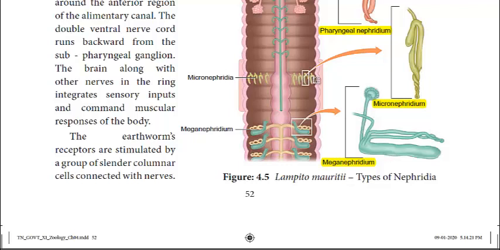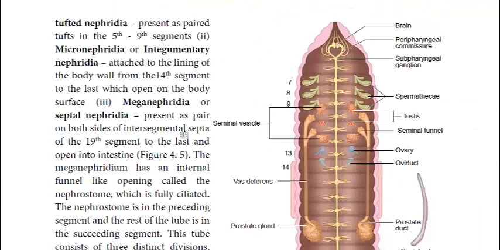In the 14th segment, and in the 19th segment you can see, on this side and that side, 2 meganephridia, and finally it is joining the intestine. They are present as a pair on both sides of the intersegmental septa from the 19th segment to the last and open into the intestine. The meganephridia has an internal funnel-like opening called the nephrostome, which is fully ciliated.